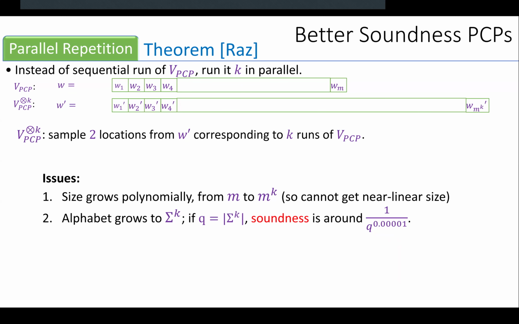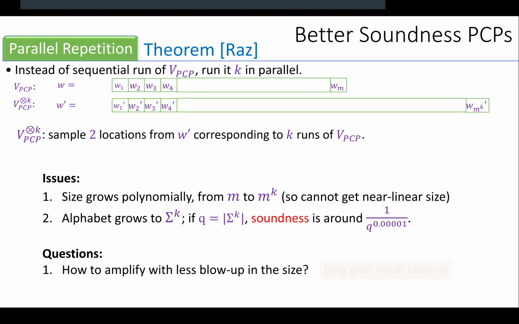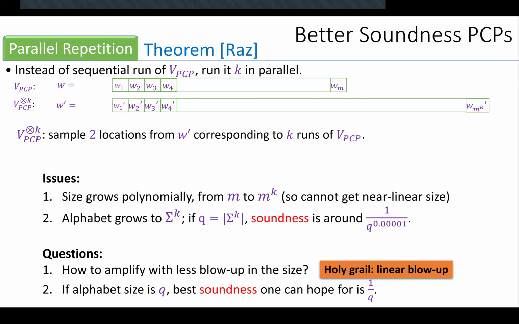So now this brings us to the two questions that motivate considering these projects. Question 1: can you amplify with less blowup in size? The holy grail would be linear size. And secondly, can you get a better trade-off between the alphabet and the soundness? For a simple reason, if you have an alphabet of size q, the best soundness you can hope for is 1 over q. So can you actually achieve it?